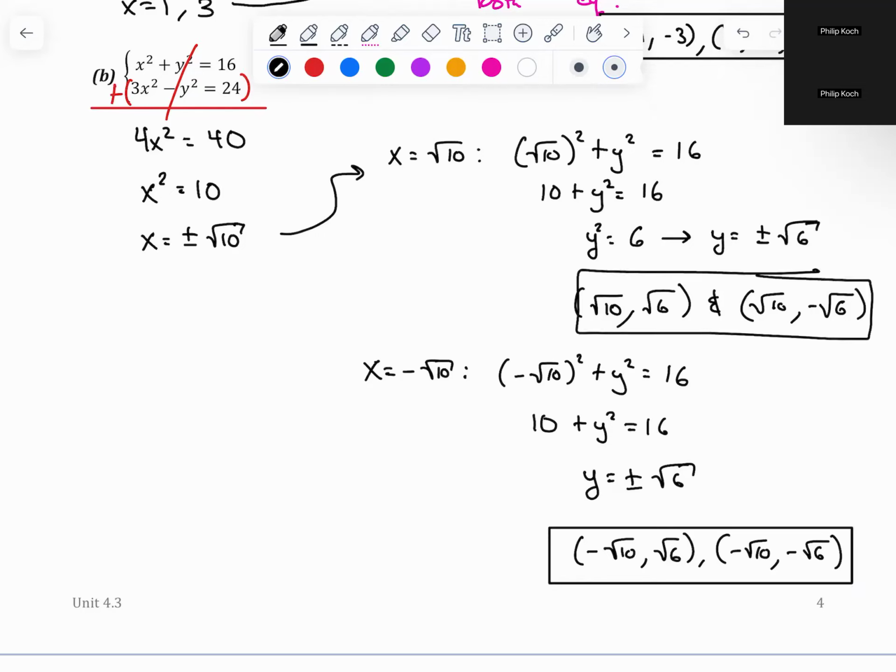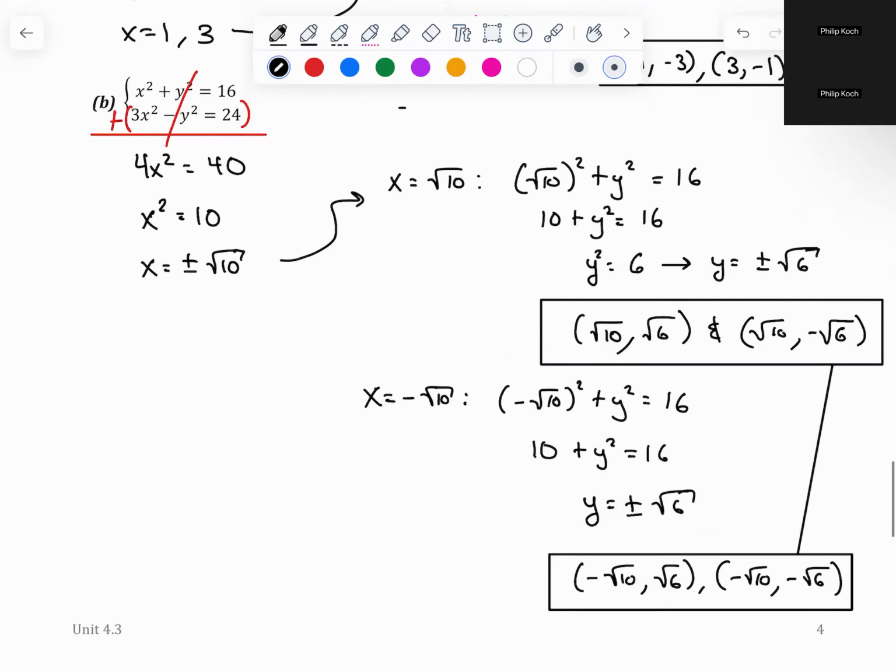And you should check them in the other equation to verify. Come on, give me a box. There we go. And all four of those are the answers. Now, that does make sense, but the problem is we can't visualize it yet because we don't know what 3x squared minus y squared equals 24 would look like. That is what we call a hyperbola, and you'll learn about that in Math 127.